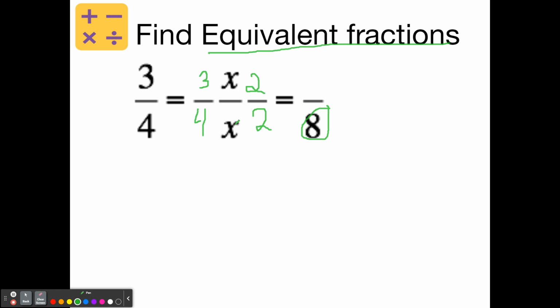Since I multiplied my denominator by 2, I have to multiply my numerator by 2. So 2 groups of 3 gives us 6. So my equivalent fraction to 3/4 is 6/8.